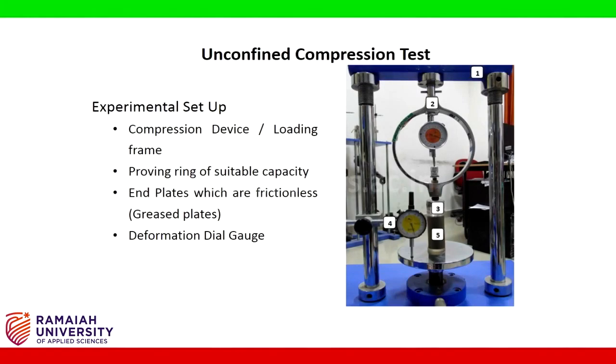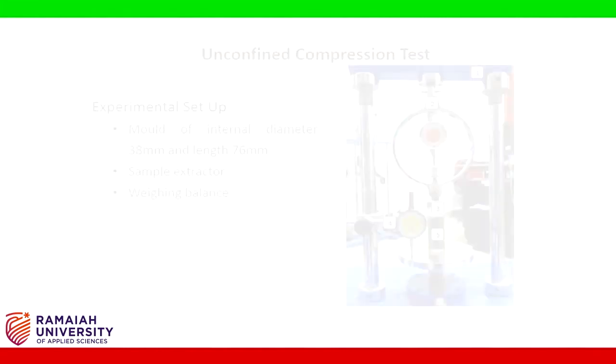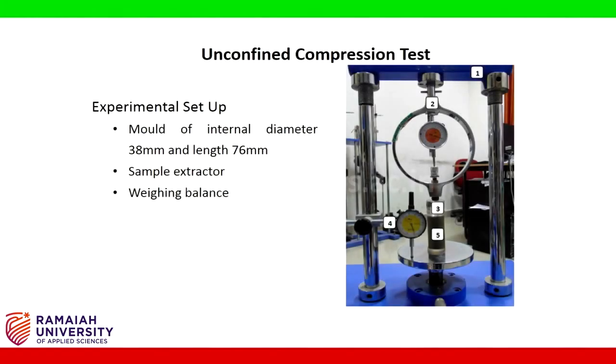Experimental setup: compression device, that is loading frame, proving ring of suitable capacity, end plates which are frictionless, that is greased plates, deformation dial gauge, mold of internal diameter 38 mm and length 76 mm, sample extractor, weighing balance.